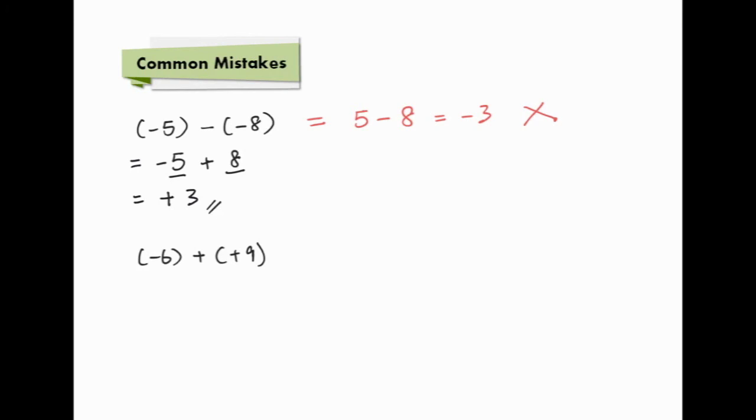Take another example, -6 plus +9. Some may think that there are many positive signs, so they write down 6 plus 9 and get 15. But again, this is wrong. The expression should be negative 6 plus 9. Since 9 is larger than 6, we take the positive sign. 9 minus 6 equals 3. The answer should be positive 3.